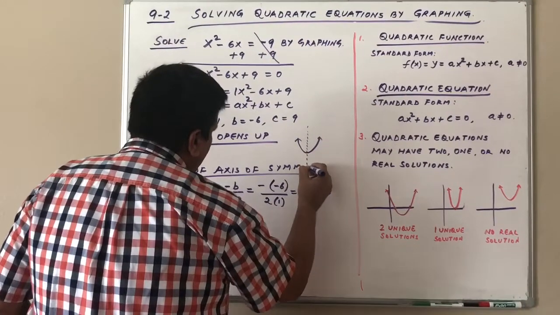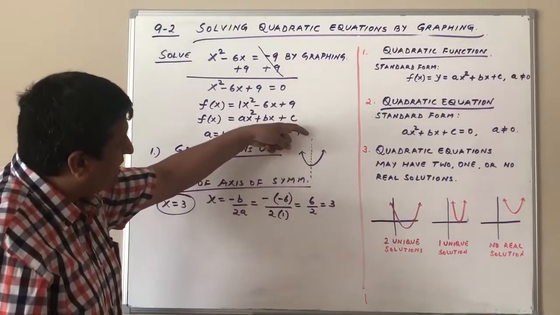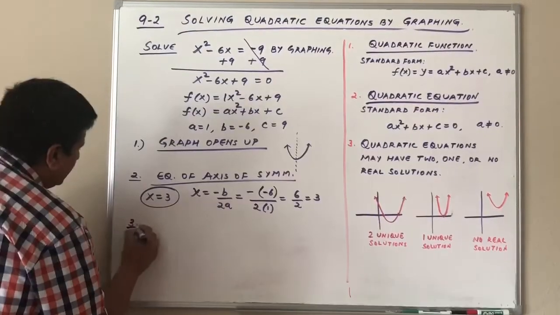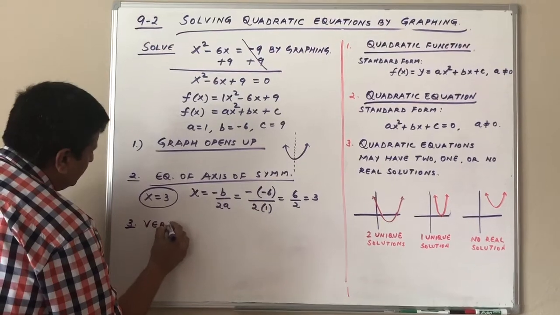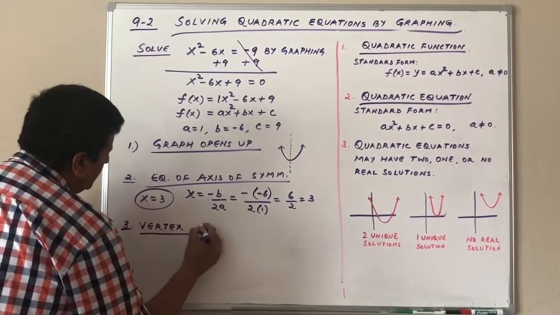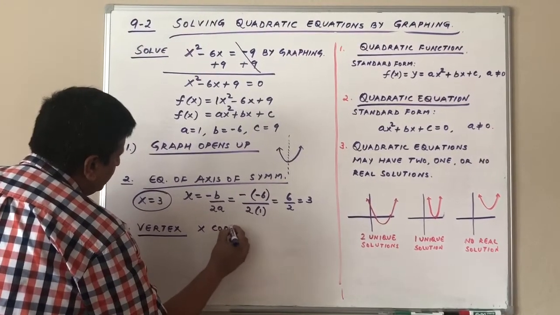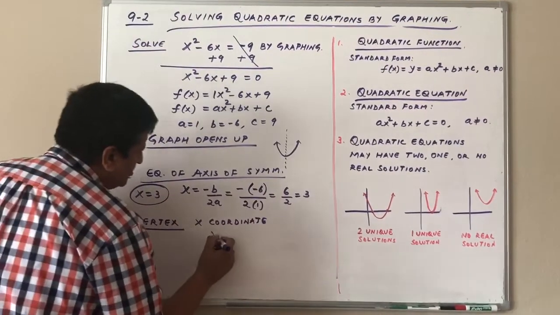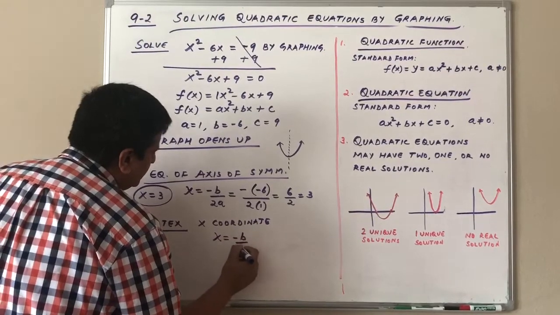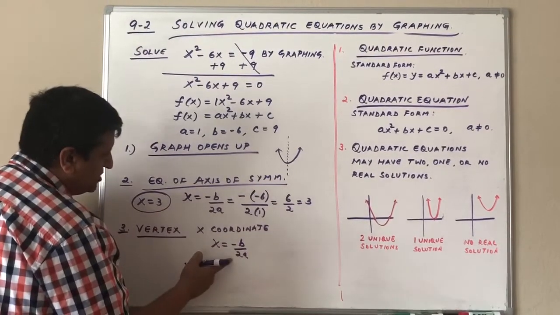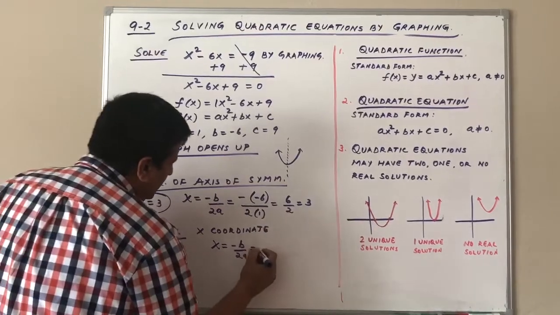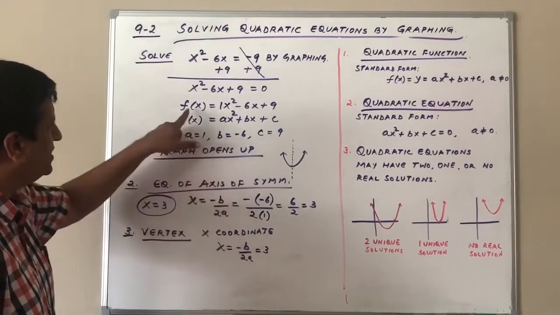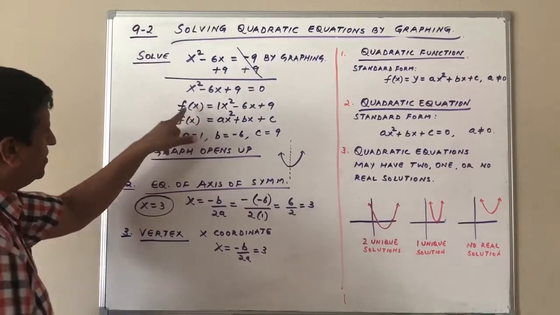This is the axis of symmetry. As you can see, the axis of symmetry also passes through the vertex of the graph. So let's find out the coordinates of the vertex. The x-coordinate of the vertex has the same formula as the equation of the axis of symmetry, so the result is also going to be the same. To find the y-coordinate, we're going to plug x equals 3 into this function, f(x), or same thing as y.